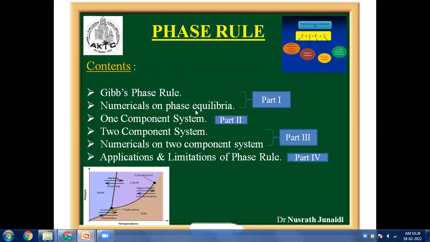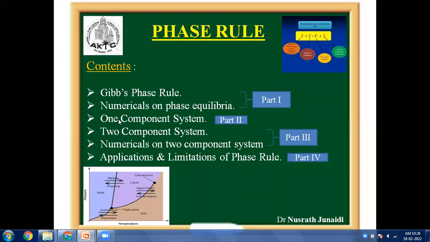Now, under the Gibbs phase rule, there is one statement. Then we are going to do numericals on phase equilibrium. Then we are going to study one component system and two component system. We will be doing numericals on two component system, and lastly we are going to study the applications and limitations of phase rule. Followed? So one by one we will study.